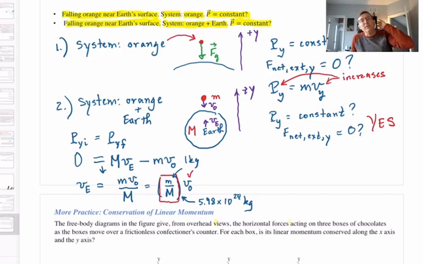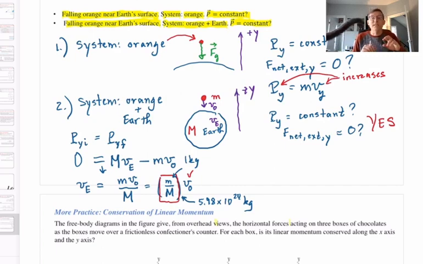That means the velocity of the Earth is absolutely minuscule compared to the velocity of the orange. And so the scale of these two arrows that I've drawn, VE versus VO, is not even remotely realistic. The arrow for VE is so short that I can't really even draw it. Yet still, because of its big mass, even with a tiny VE, the momentum of the Earth is exactly equal and opposite to the momentum of the orange, and the total momentum is 0.